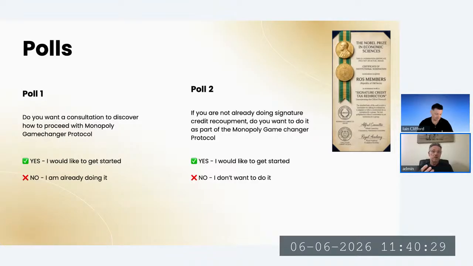So this is for those of you who are no doubt already going through other protocols with us here, but you're not doing the signature credit recoupment necessarily. You might have done something different. You might have done a mortgage. You might have done the envoy protocol or something of that nature. But in the Monopoly Game Changer protocol, we have those core protocols. We've got the Asset Fortress, envoy, and the signature credit recoupment, the currency creation side of things. If you're not doing that and you want to proceed with that as part of the Monopoly Game Changer protocol, this is the poll for you.